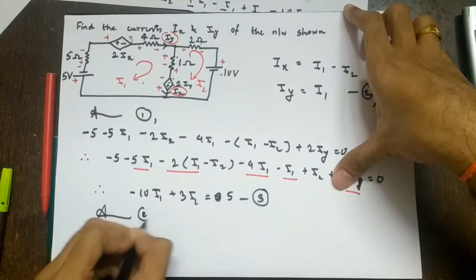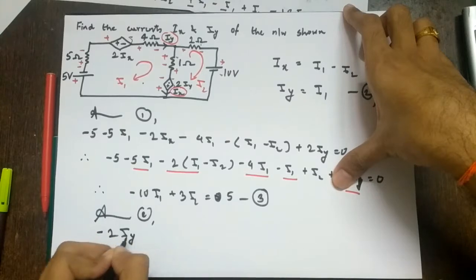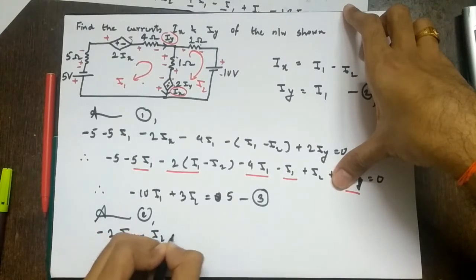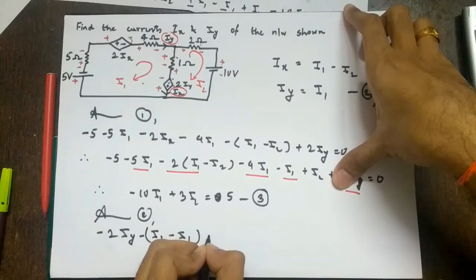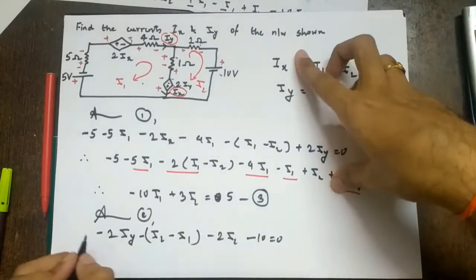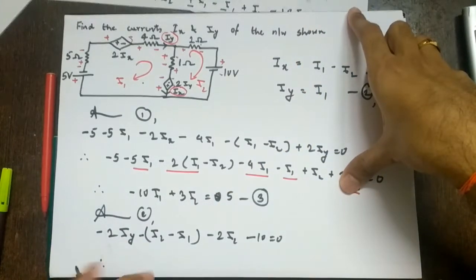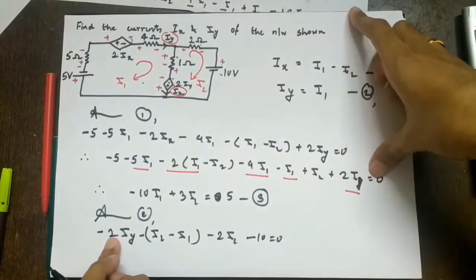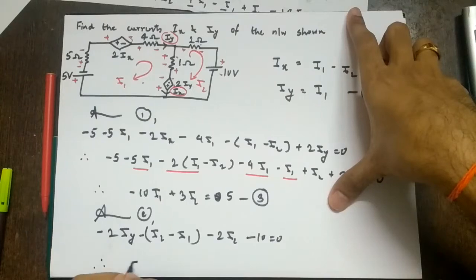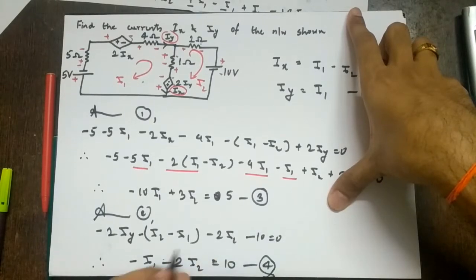So applying KVL to mesh 2. Let's start from here. So minus 2 Iy minus of I2 minus I1 minus 2 I2 minus 10 equal to 0. So what is Iy? I1, right? I'll skip a step and directly write in terms of I1 and I2. So this is plus I1 minus 2 I1. So minus I1, so minus I1 minus 2 I2 equal to 10. So this is equation number 4.